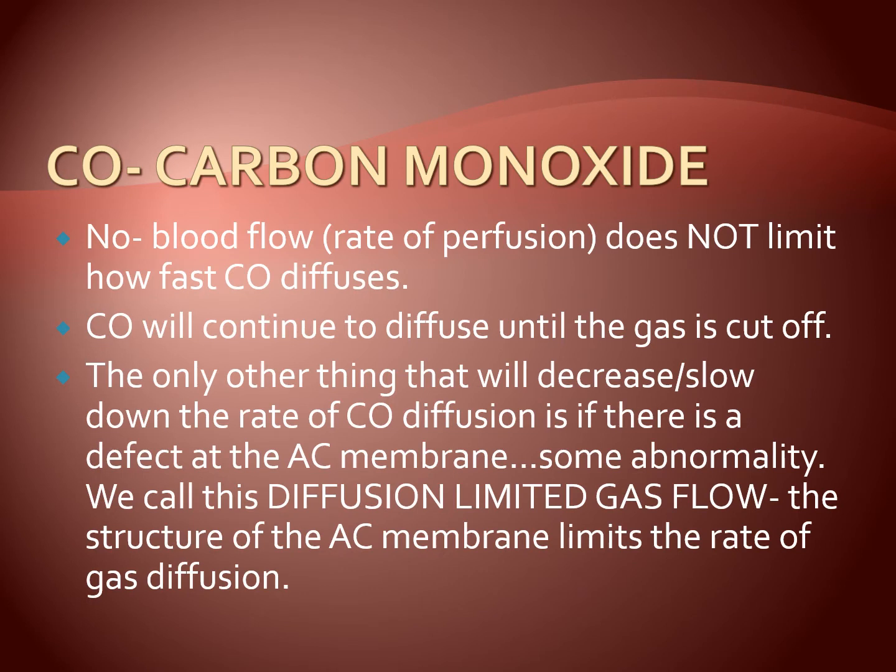So blood flow rate does not limit how fast something like carbon monoxide diffuses. So it will continue to diffuse until the gas is ultimately cut off. So the only thing that will slow the rate of diffusion is if there's an alveolar-capillary membrane defect, right? So this is what we would call a diffusion limited gas flow, right?